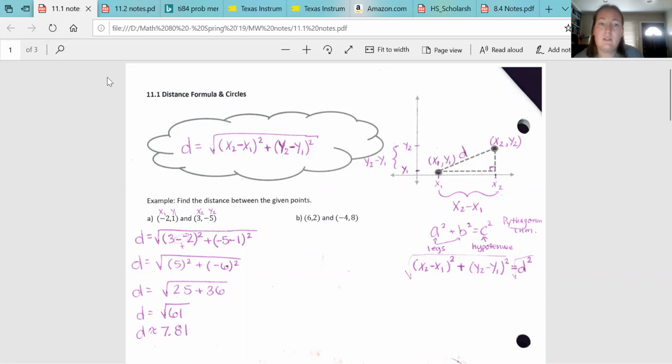11.1 is on the distance formula and circles. The distance formula can be derived using the Pythagorean theorem as shown on the right here.